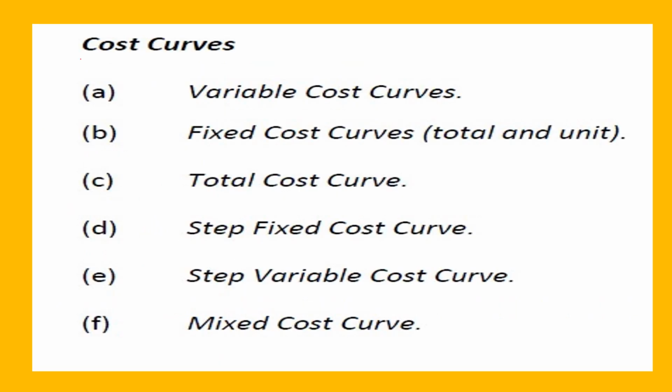The third topic is cost curves. And we have 6 types here on your syllabus that you are supposed to know. The variable cost curve, fixed cost curve, total cost curve, step fixed cost curve, step variable cost curve, and mixed cost curve. I will try to draw one or two of them here for you, but you must remember that although they're using the word curve, it is a straight line, okay?